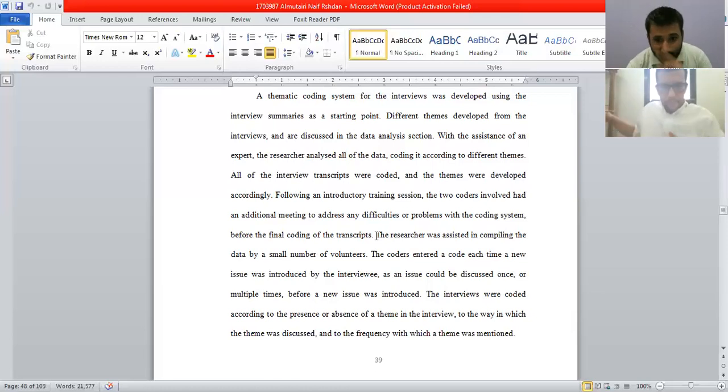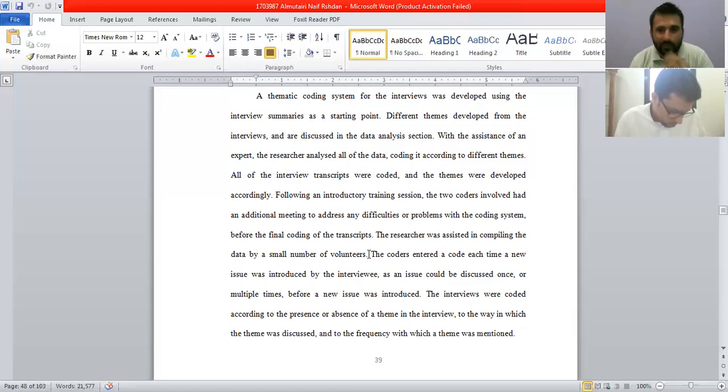It says the researcher was assisted, means he was helped in compiling the data by a small number of volunteers. Means we didn't engage so many volunteers. Small number of volunteers means one or two volunteers were there. Compiling means gathering the big data into small meaningful themes. Compile means to get together. Small number of volunteers means one or two, because one volunteer was me and the second person was you. So it's better to say small number of volunteers rather than specifically one or two.